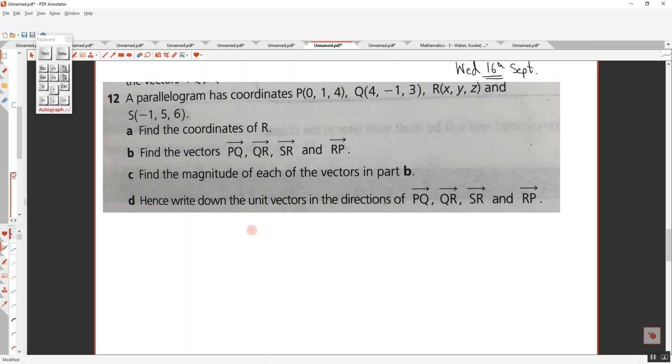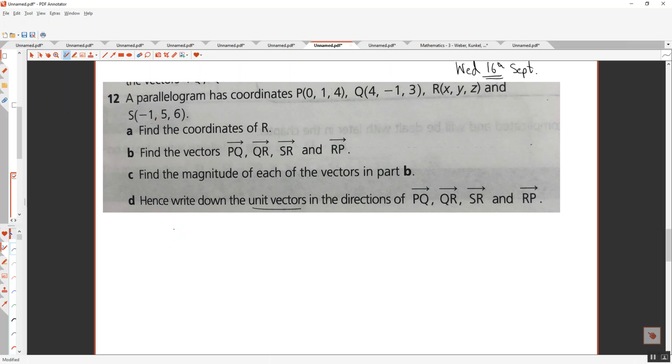And this is the question that we were looking at. We've got a parallelogram with coordinates P, Q, R, and S. We don't know the actual coordinates of R, and the first thing we have to do is find the coordinates of R. Then we have to find the vectors, find the magnitudes of each of these vectors, and then write down the unit vectors in these directions. Unit vectors is something we haven't covered yet, but we'll do that today.